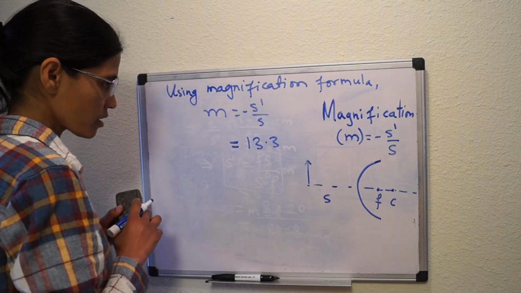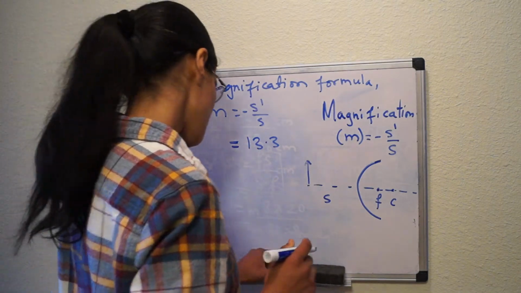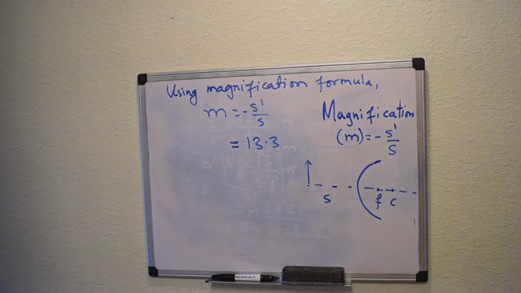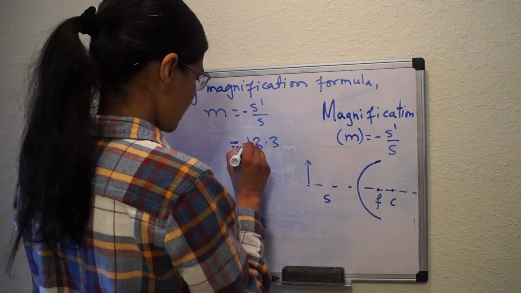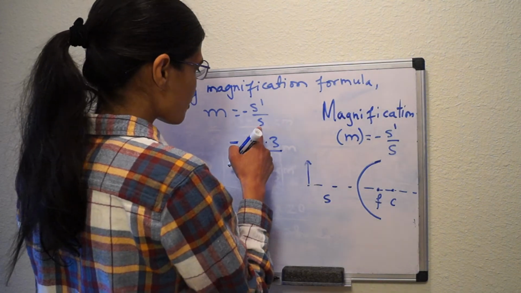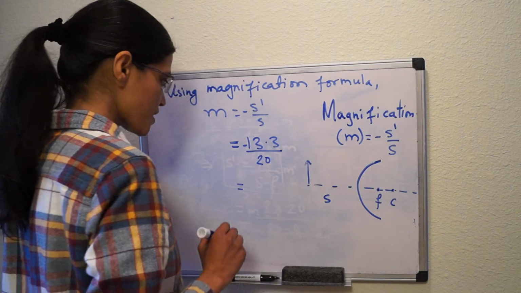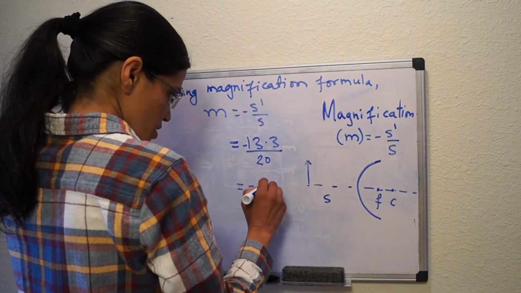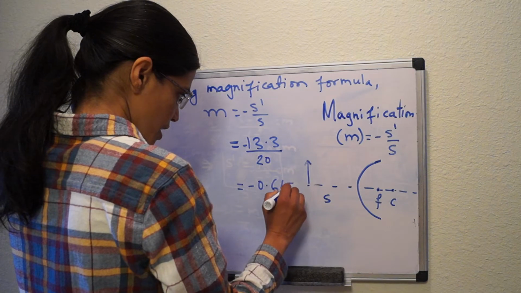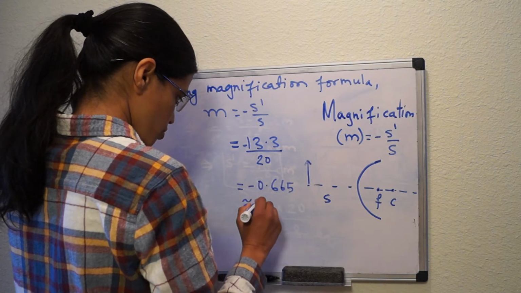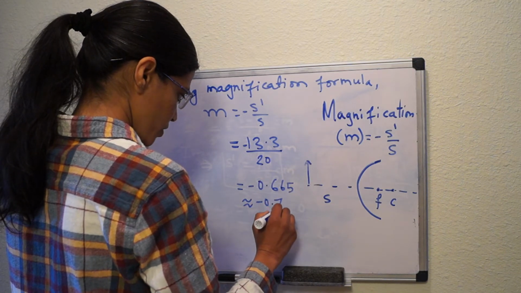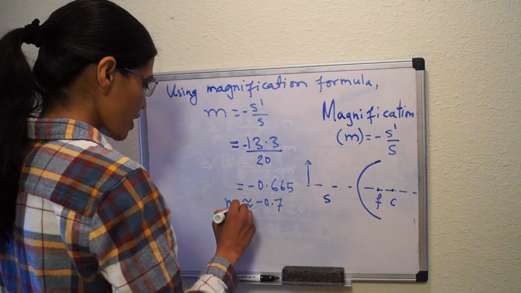13.3? Okay, yes, 13.3. 13.3 divided by the object distance, which was 20, right? So if we do this, what do you get? You get minus 0.665, which turns out to be close to minus 0.7, right? So this is the magnification.